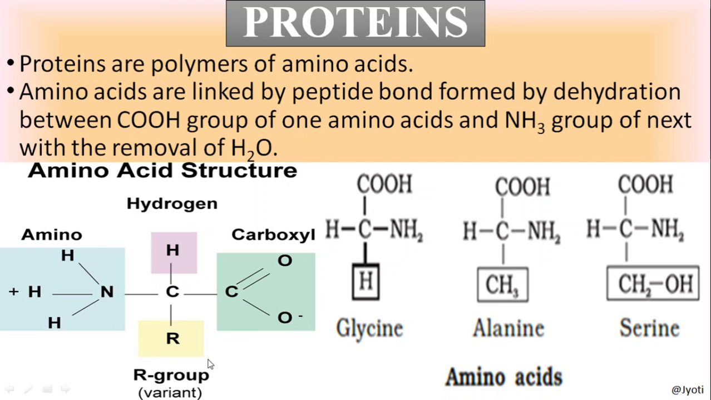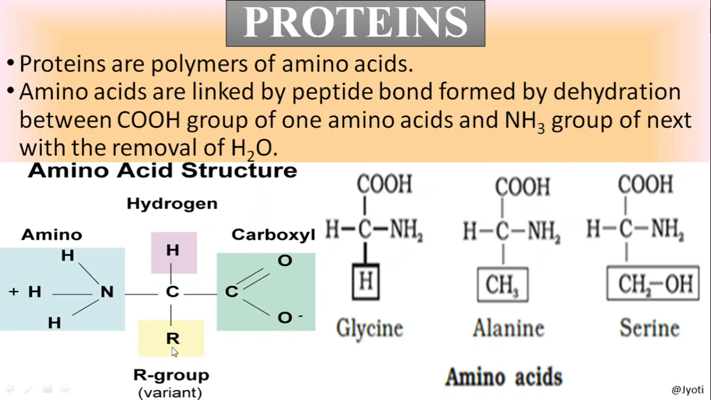Now what about the R? R is the alkyl group that can vary from amino acid to amino acid. So in all the amino acids, we will see that these three structures are the same, that is amino group, hydrogen and carboxyl. All these three are the same. But what are they different in? They are different in R. That means only this part is different from each other.